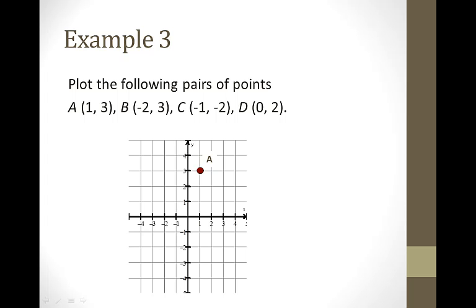How about point B? X equals -2, y is up 3. So there's point B. C, x is -2, y is -2. So there's C. Again, we go over to -2 on the x, and then we go down 2 on the y. And finally, 0, 2. We don't move over any on the x-axis, and then we just go up 2 on the y.